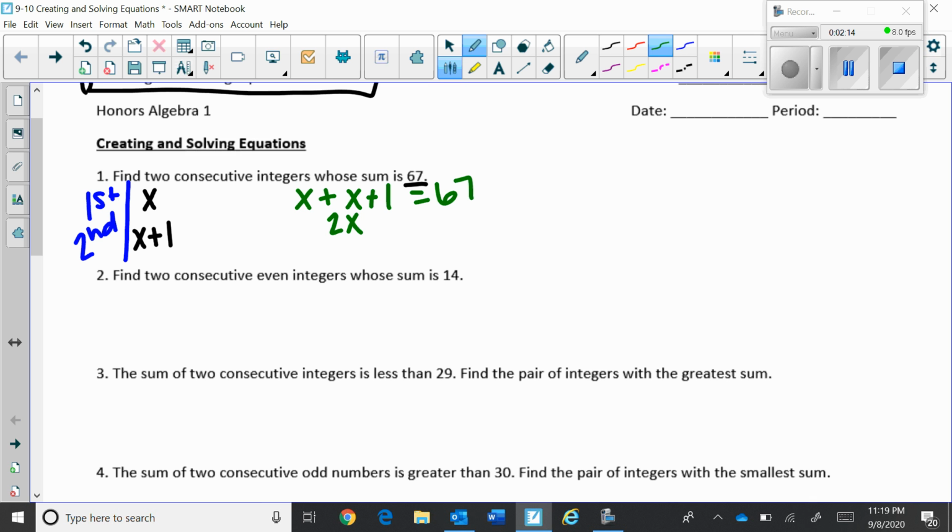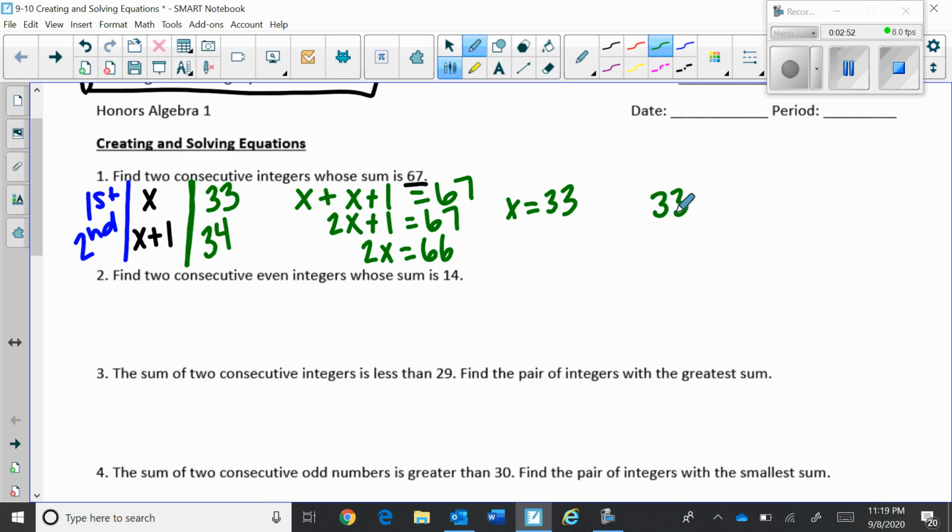So we have 2x plus 1 equals 67. Subtract 1 from both sides. We're left with 2x equals 66. And then divide by 2. We have solved for x to be 33. All right, but it didn't ask us to solve for x. It asked us to find our first and our second integers. So if we go back to how we started our first and our second integer, our first integer was x, so our first integer is 33. Our second integer was x plus 1, so our second integer would be 34. So our final answer would be 33 and 34.